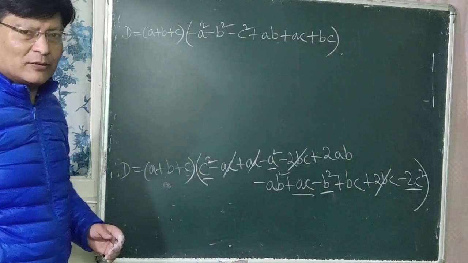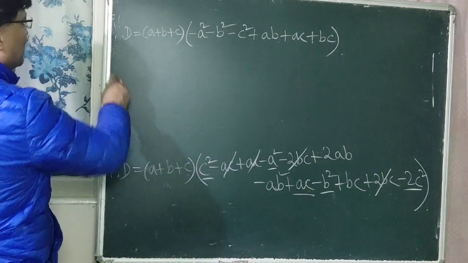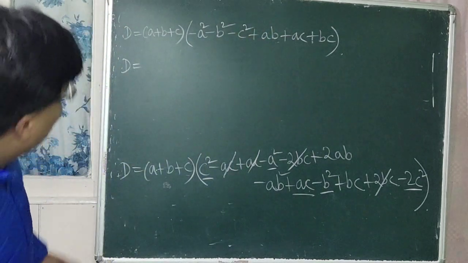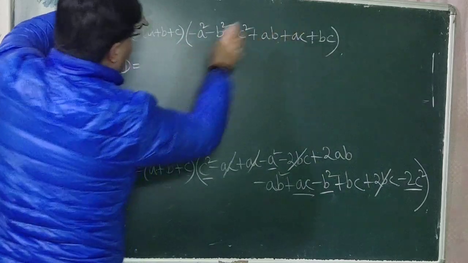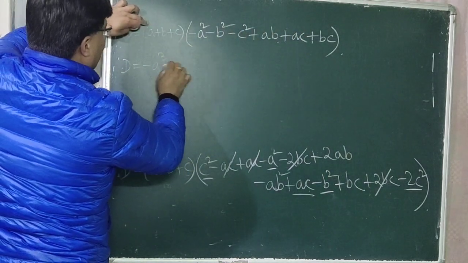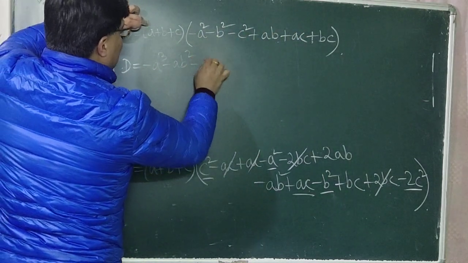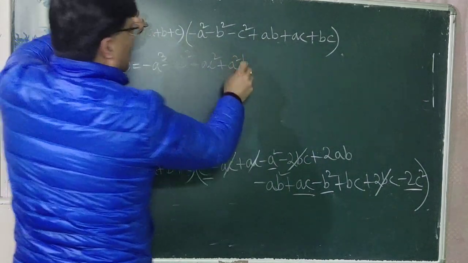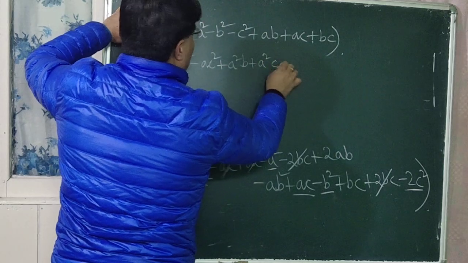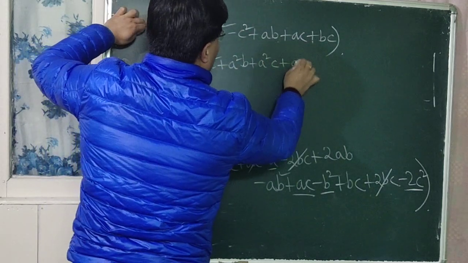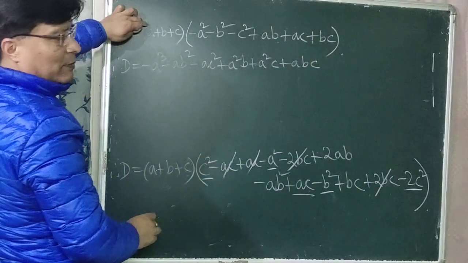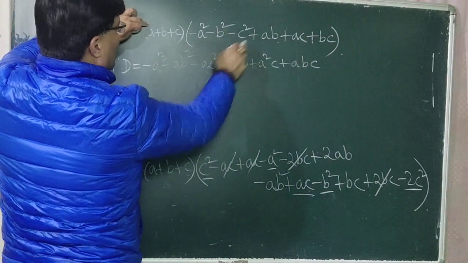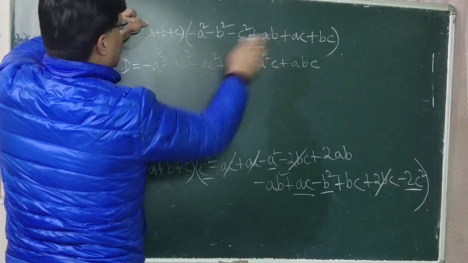You may use the formula, or you may simplify it further. Let us simplify it. Therefore, D is equal to, multiply by A here. What do we get? A multiplied: minus A cube minus AB square minus AC square plus A square B plus A square C plus ABC. All the terms are multiplied by A.